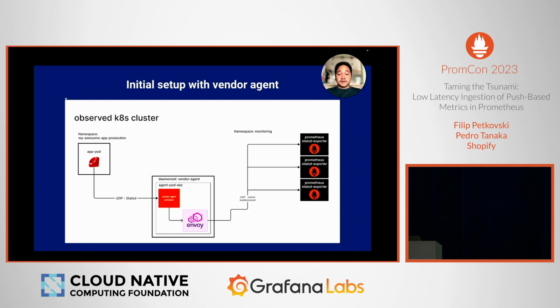So our first setup looked like this. We had the application sending metrics via UDP using the StatsD protocol to a daemon set running in our clusters. This daemon set was the vendor agent from our vendor solution, and it would forward all the metrics to an Envoy proxy running as a sidecar. This Envoy proxy took care of load balancing all these UDP requests against a set of Prometheus StatsD exporters.